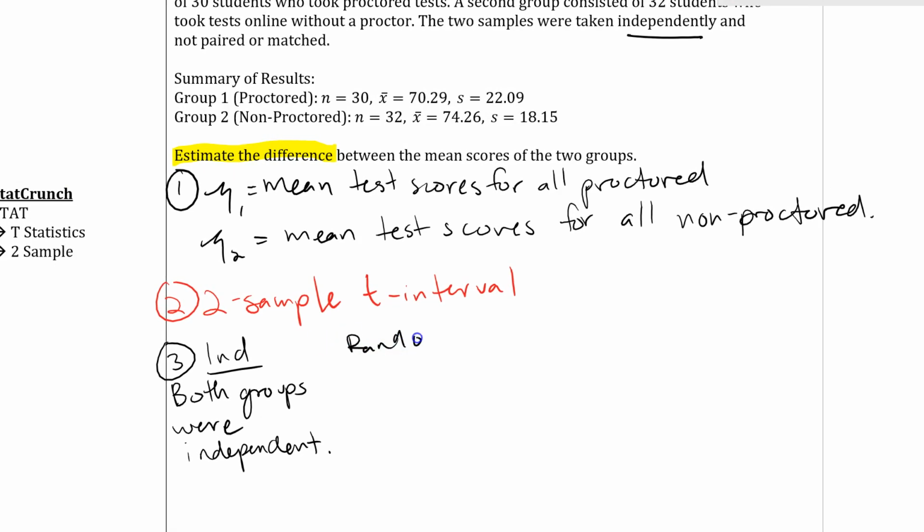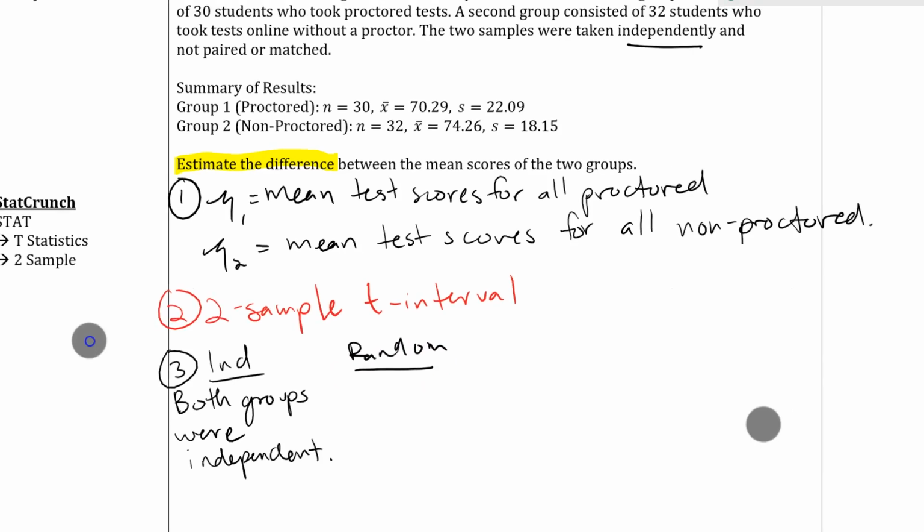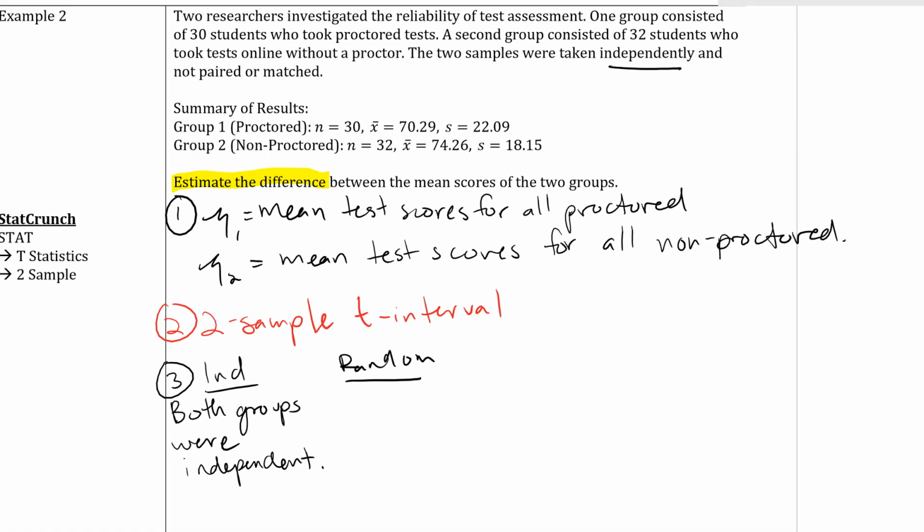Random. Actually, we don't know if this is a random sample, and it doesn't even look like it is. However, we're just going to make the assumption that these groups are at least representative of all test takers. That may be a bad assumption, but that's why we check these things, to make sure that we understand what are some of the drawbacks of what we're looking at here and how we gathered our data.